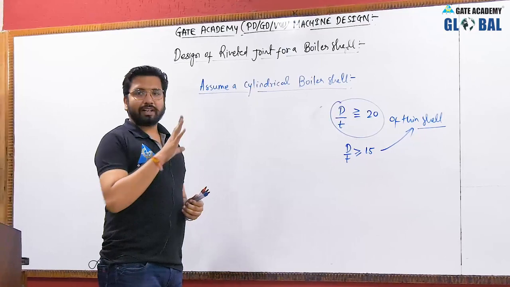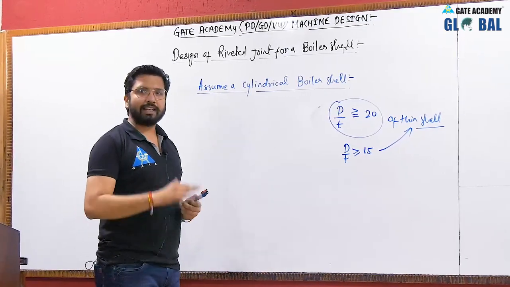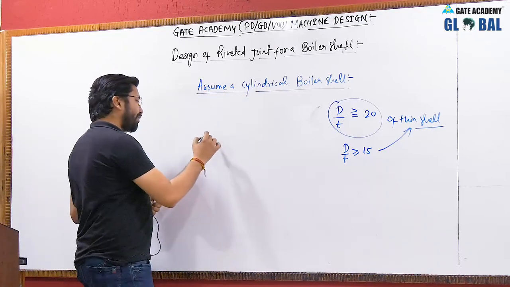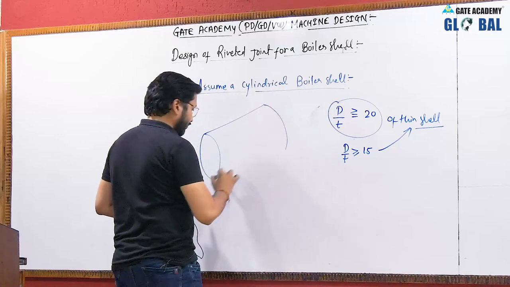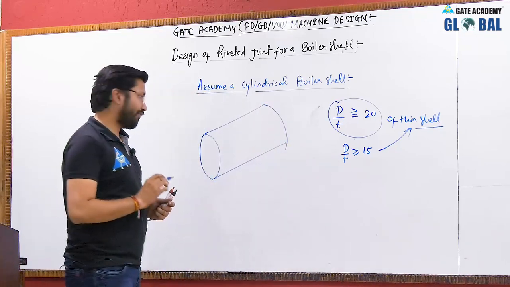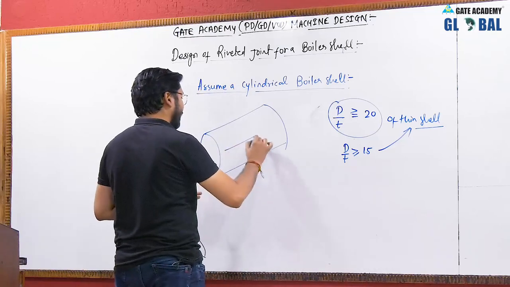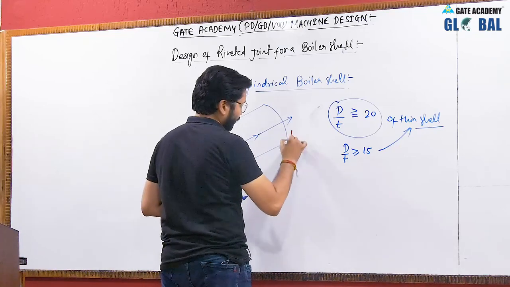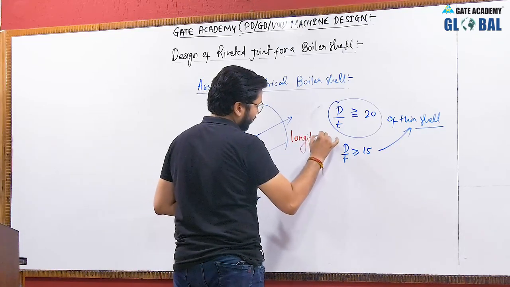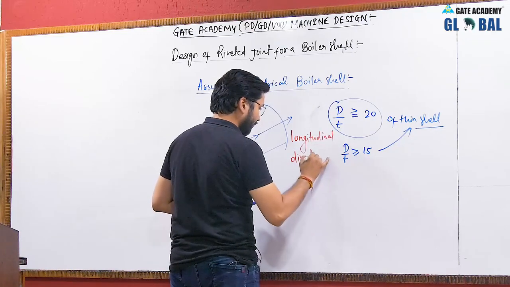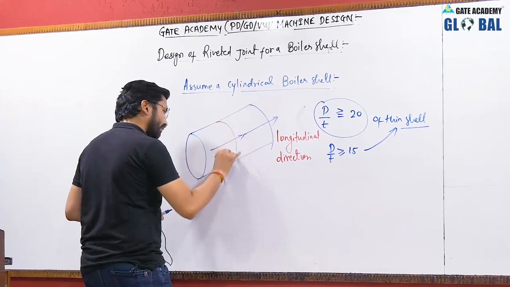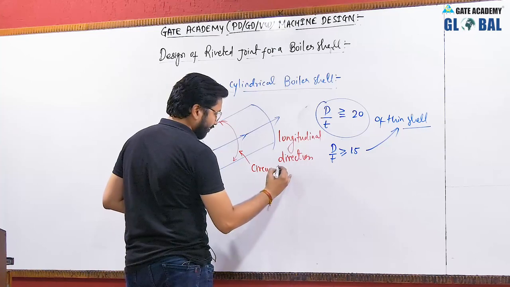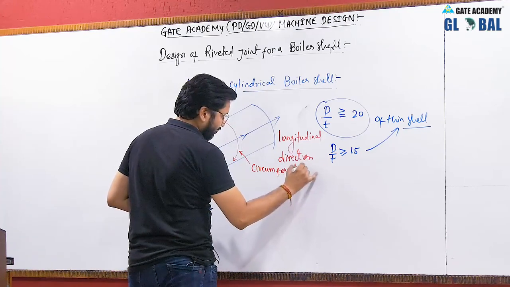Now if this is a thin pressure vessel, basically a thin shell, and it is a cylindrical shell, then there will be two directions. One is the longitudinal direction, and the second is the circumferential direction. This direction is known as the longitudinal direction. And this direction, along the circumference of the shell, is the circumferential direction.